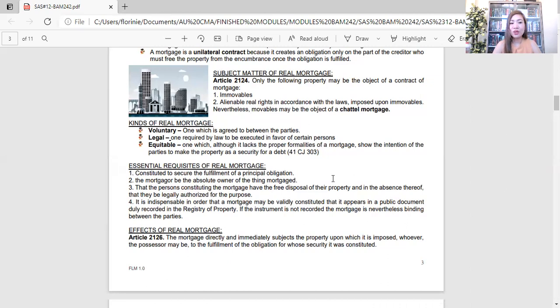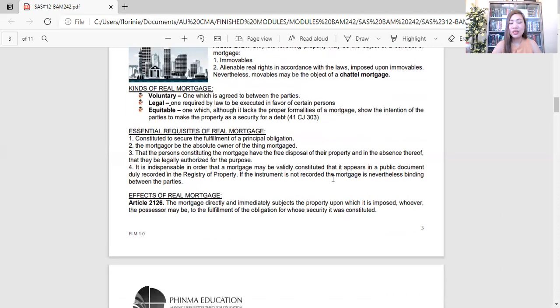So pag-usapan natin essential requisites of real mortgage. These are the essential requisites of real mortgage, constituted to secure the fulfillment of principal obligation. The mortgagor be the absolute owner of the thing mortgaged. The person constituting the mortgage have the free disposal of their property, and in the absence thereof, that they be legally authorized for the purpose.